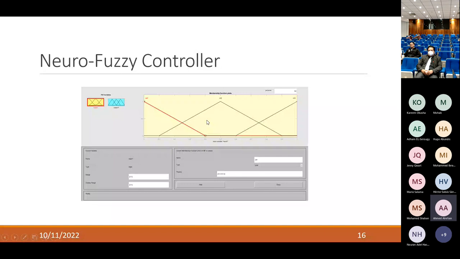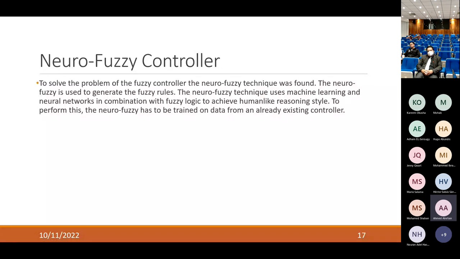To solve the problem of the fuzzy controller, which is the lack of expertise to generate the fuzzy rules, and which may have some error because it's based on human experts, the Neuro-Fuzzy is used to generate the fuzzy rules using machine learning and neural networks in combination with fuzzy logic to achieve a human-like reasoning style. To perform this, the Neuro-Fuzzy has to be trained on data from an already existing controller, such as the PID, as I said. The main strength of such a Neuro-Fuzzy system is its ability to be an accurate approximator. In this case, the Neuro-Fuzzy is approximating the PID response.